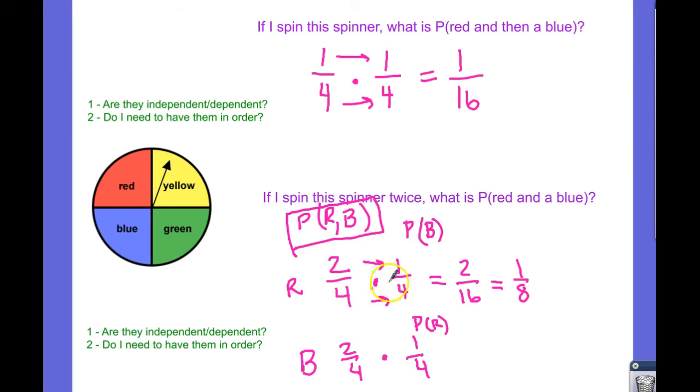Then I have to care about the next one, considering what I got in the first. If it's a red, I need the probability of blue. If it's a blue, I need the probability of a red. You're not going to know that. Don't sit here and say, well, what did I get on the first one? That doesn't matter. It's 2/4 that I get a red or a blue on the first one, and then 1/4 that I get the other on the next.